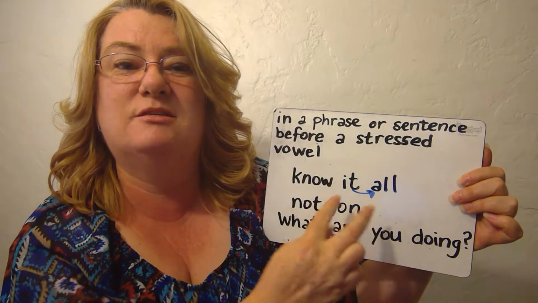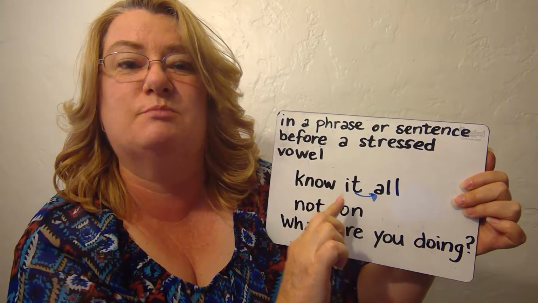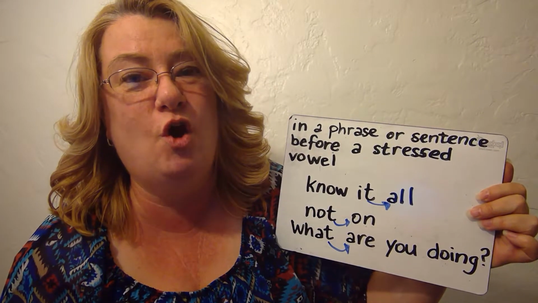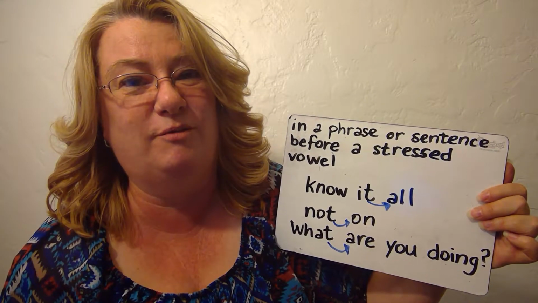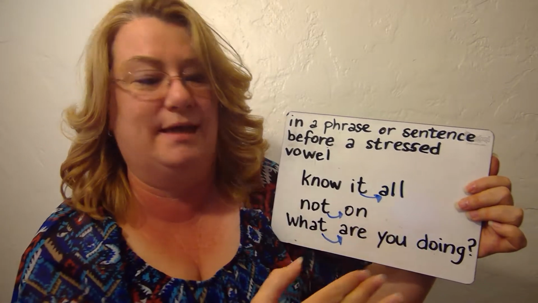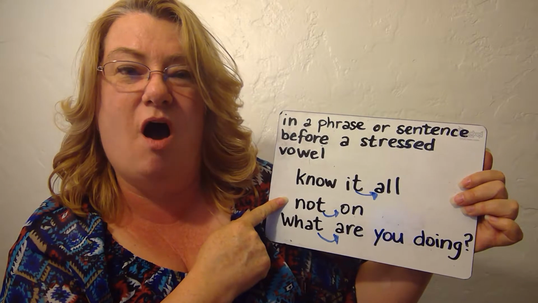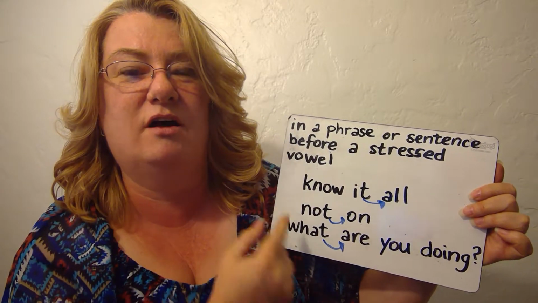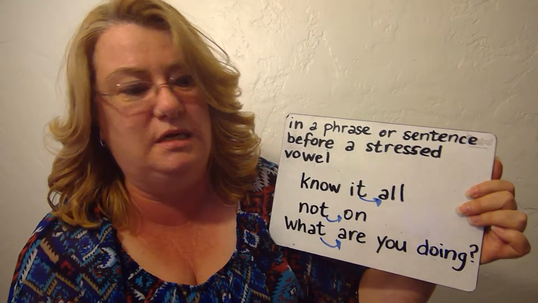But when we say this, because it is between two vowels, that T gets pulled over to the other word. Know it all. Because we flow it all together. Phrases get flowed together. Not on. The T gets pulled over and softened to a D.